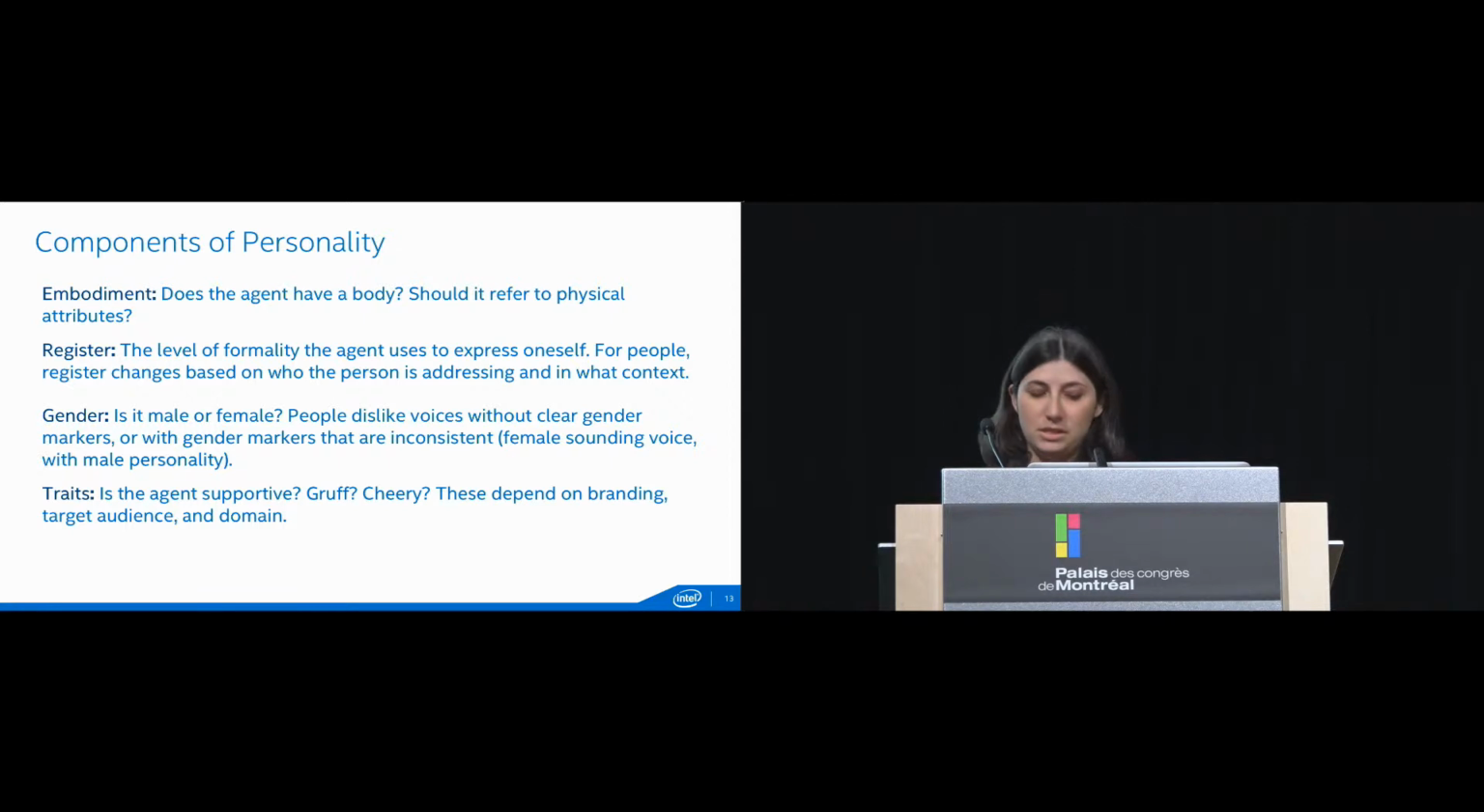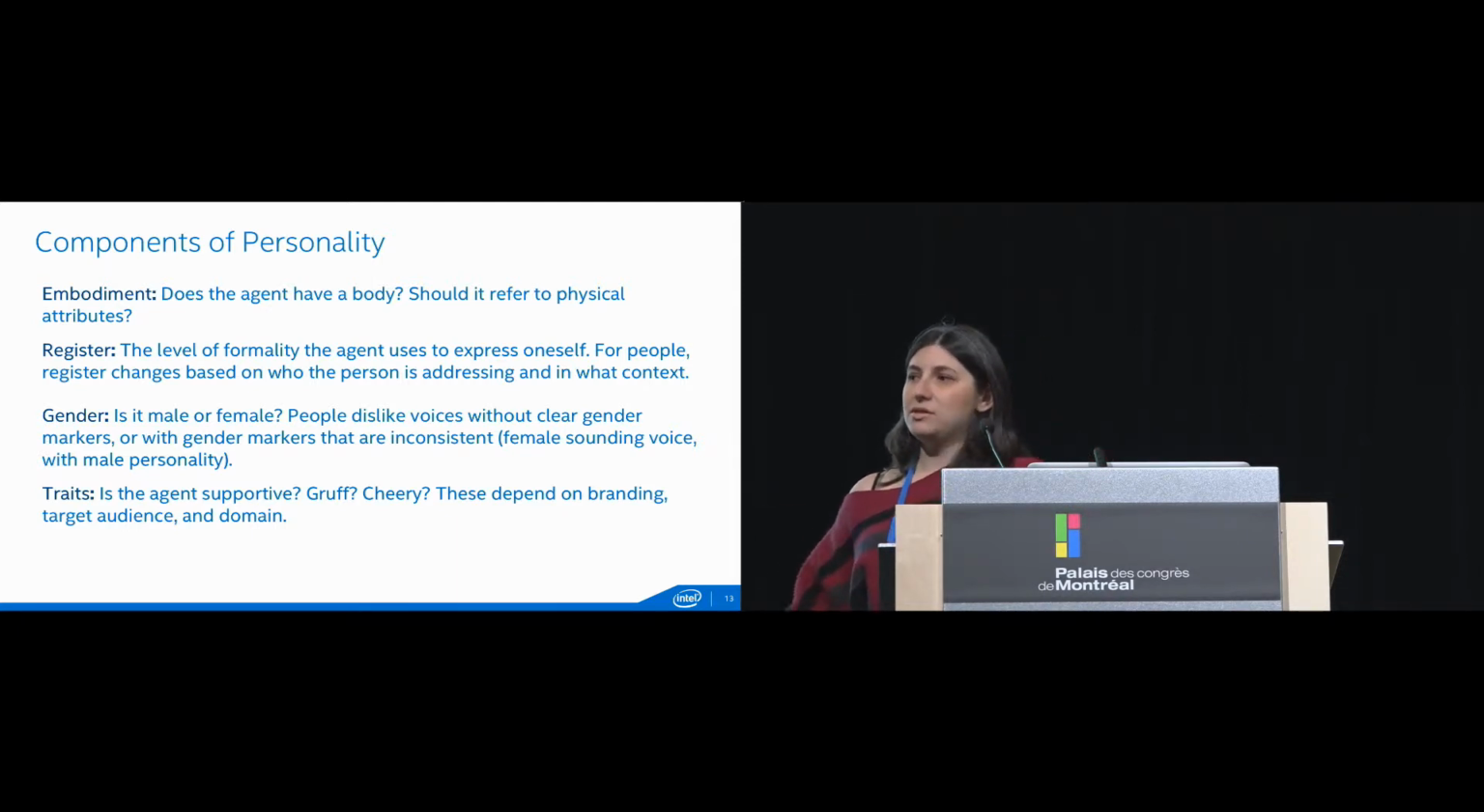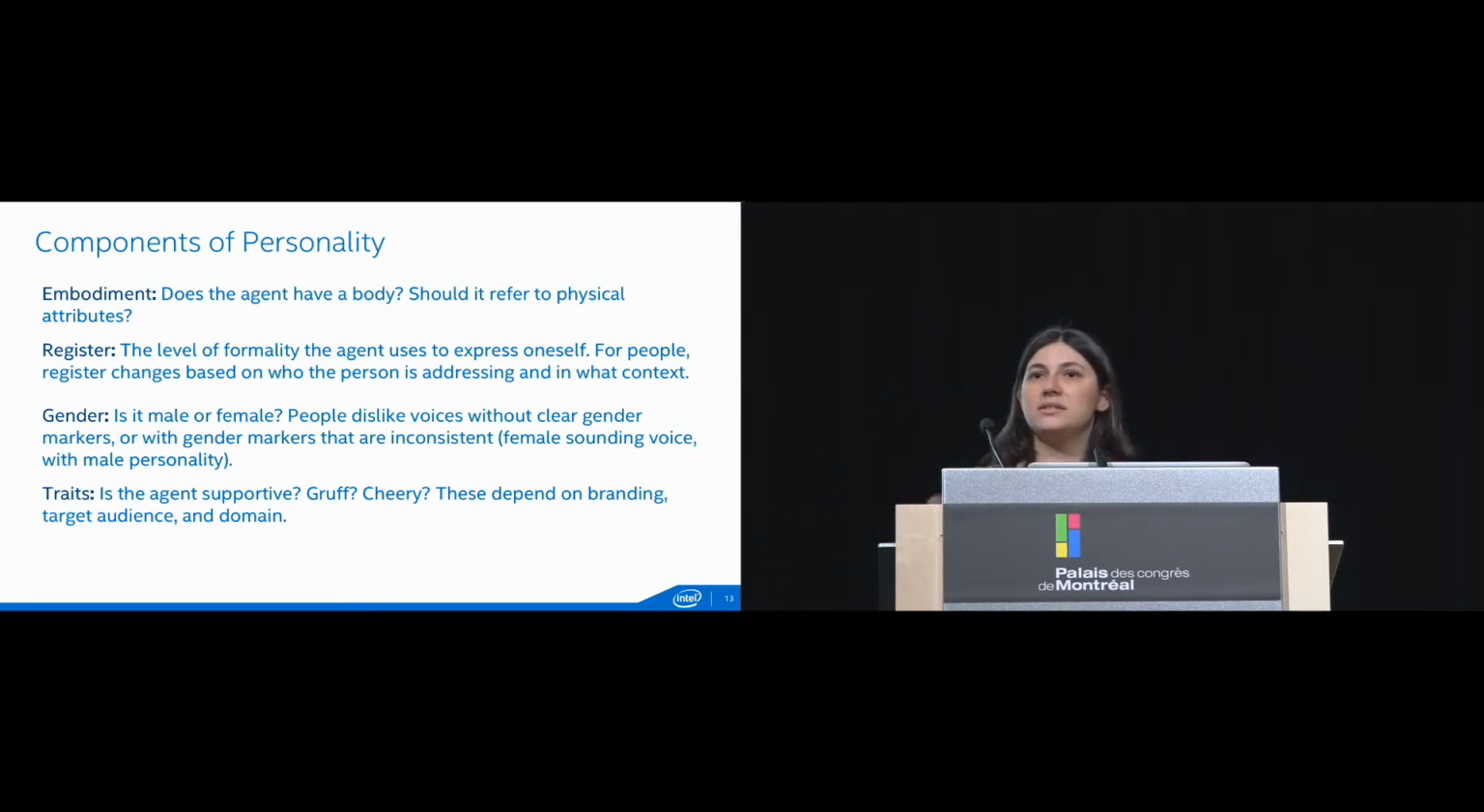So the way that we thought about it, we broke it down into four components of a personality, and I'm going to go through all those in a little bit of detail now. We've developed conversational systems like this full voice one. We also have ones with avatars, so we always think about embodiment, right? Does the voice assistant actually have a body that it can refer to or not? That's part of the personality.